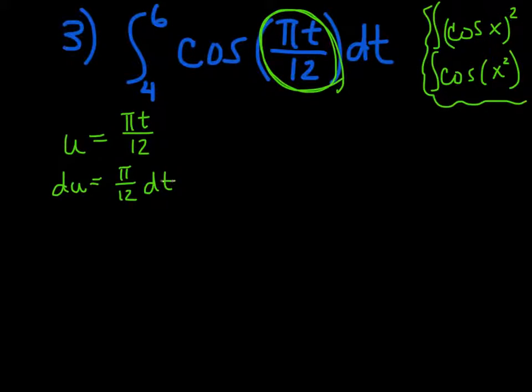Obviously t is serving as my x here, so I'm going to solve for dt, which would mean I'd multiply both sides by 12 over pi. So I'd get 12 over pi du equals dt.